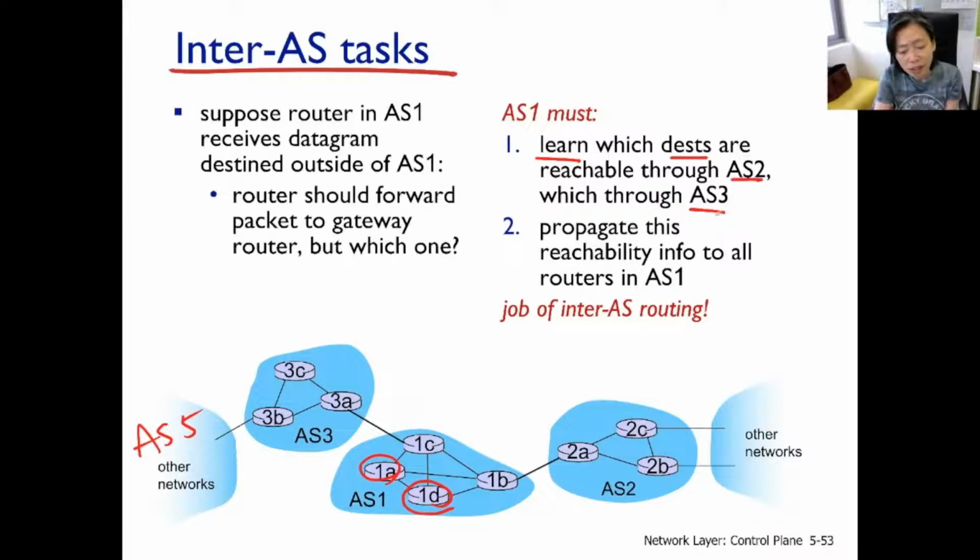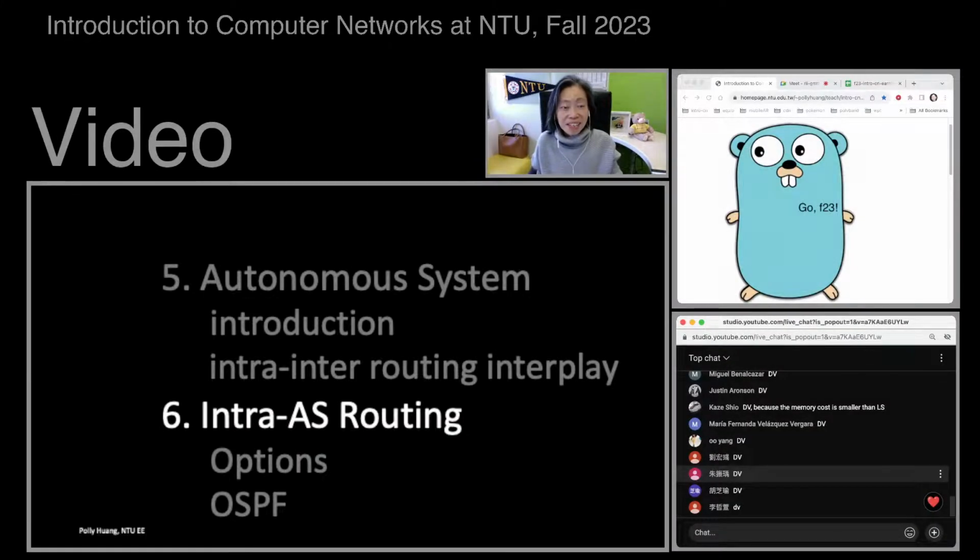And how do 1D and 1A learn? Well, 1C and 1B do participate in inter-AS routing. So 1C and 1B will then propagate this AS path information to all routers inside AS1. And so propagation of the AS path, just like computation of the inter-AS path, is also part of the job of the inter-AS router. So the gateway routers not only do the inter-AS route computation, they also propagate whatever routes they come up with internally to all the routers within the AS.